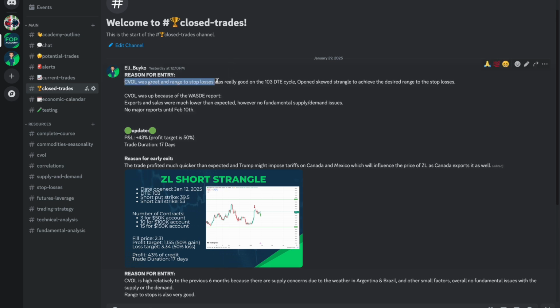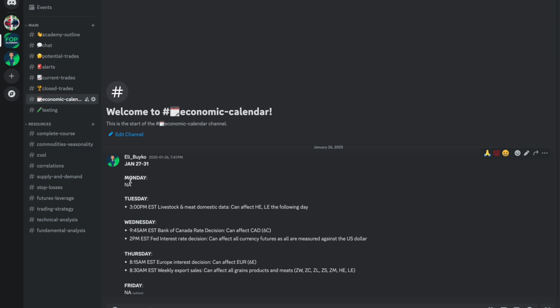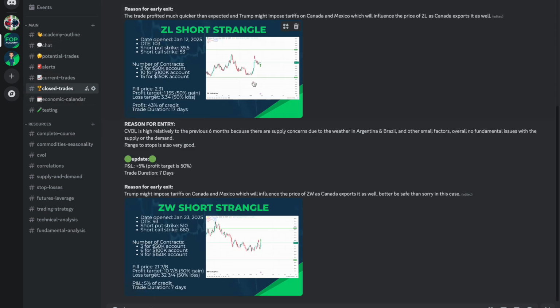And obviously I give a reasoning for each and every position, and we have potential positions, and we have some testing that we do, and the economic calendar, which is really important. We can see exactly what reports we have, and what they can basically affect, from my experience. So this was one position.